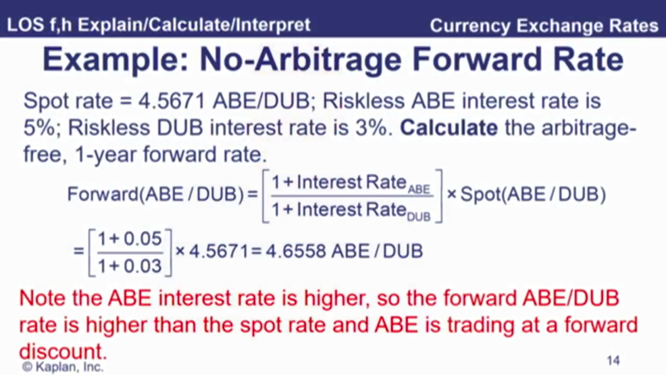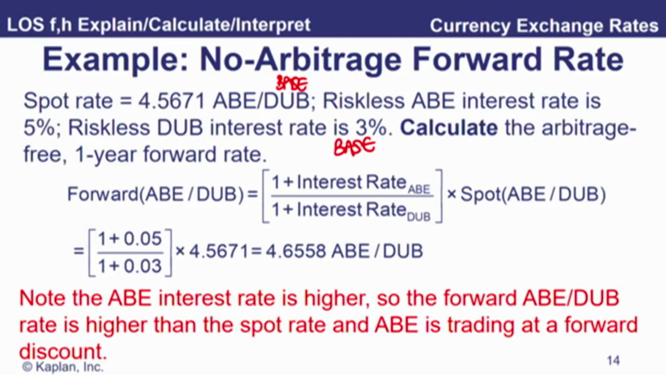Here we go. So putting the numbers in, this is what it could look like. We have a spot rate of 4.5671 ABEs to DUBs. So in this quote, get into good habits for the exam, DUB is the base. We're given the riskless ABE interest rate as 5% and the riskless DUB as 3%. Again, good habits. I've noted the DUB is the base, so 3% is the base interest rate. Calculate the arbitrage-free 1-year forward rate.